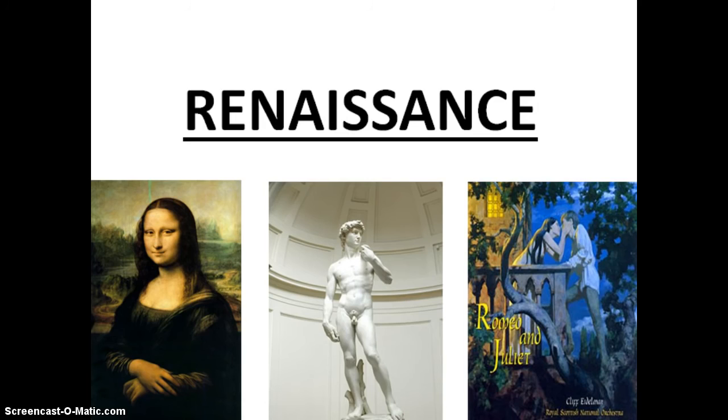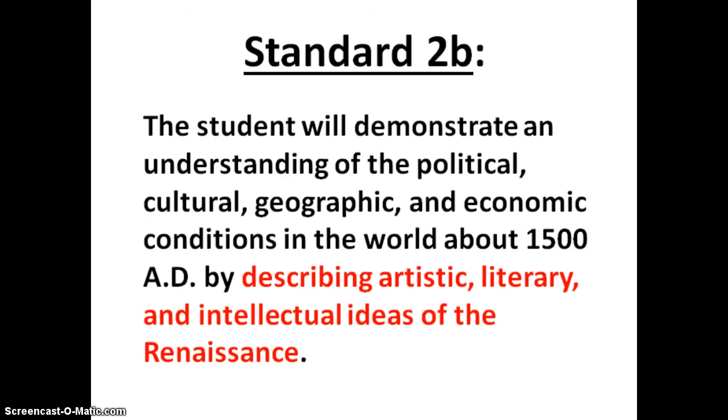Alright, Standard 2B, this is what the state of Virginia wants you to know. It is that you will demonstrate an understanding of the political, cultural, geographic, and economic conditions in the world at about 1500 AD by describing artistic, literary, and intellectual ideas of the Renaissance.